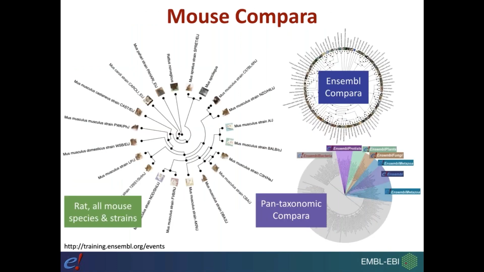If you happen to work on a mouse, there's a more detailed level available too. You have the Ensembl Compara and the pan-taxonomic compara, and in addition, there's an analysis that we run across rat and all mouse strains and species that we have in Ensembl. Similarly, we do this also now for our pig strains, and as of yesterday, for our different rice species that we have in Ensembl.